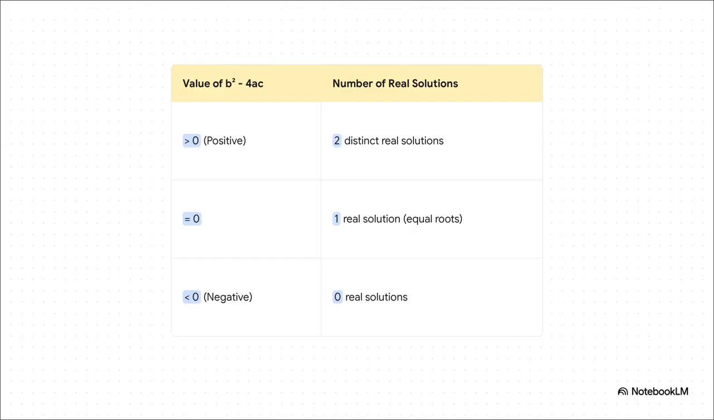So here's the secret code. If that discriminant value is positive, you're going to get two different real solutions. If it turns out to be exactly 0, you'll only get one real solution. And if it's negative, well, then there are no real number solutions to your puzzle. It's this incredible predictive power packed right into the formula.